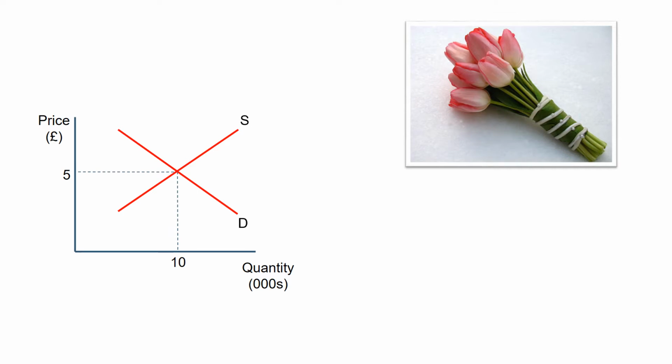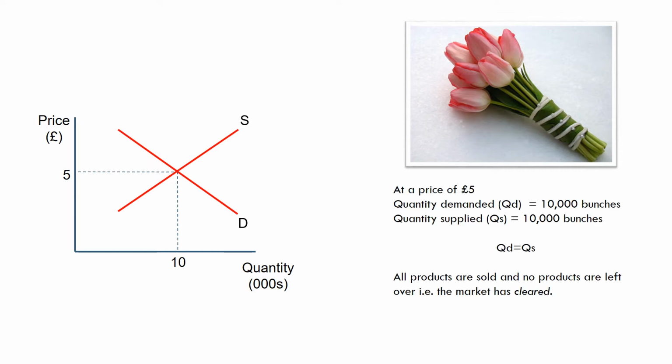Now what we can see here is the two meet where the price is £5 and the quantity of tulips is 10,000. So at this price here, £5, the amount of tulips that the producers wish to sell is 10,000 and the amount of tulips that people wish to buy is 10,000. So our market here is very stable at a price of £5.